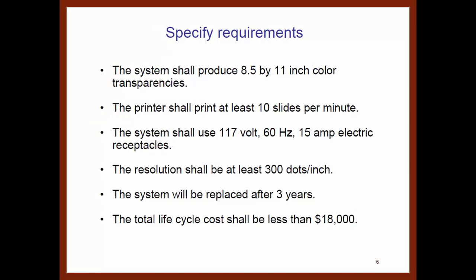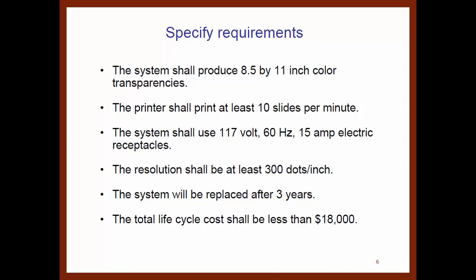More requirements, and these requirements that are listed in this slide follow the structure that we discussed in class. The use of shall, the use of should, the use of will. So as you can see, they are written following that format. So first, the system shall produce 8.5 by 11 inch color transparencies. And again, this is done in conjunction with the customer. So the customer is telling you this is what I need, right?